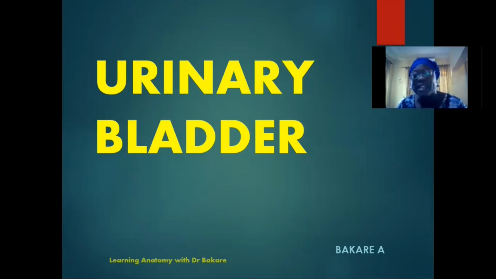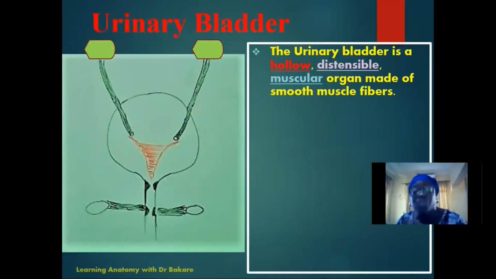Let's look at the urinary bladder. The urinary bladder is a storage tank for urine. It is a region where the urine produced by the kidney accumulates before the urge to urinate begins, and that will lead to the passing out of the urine to the external environment.